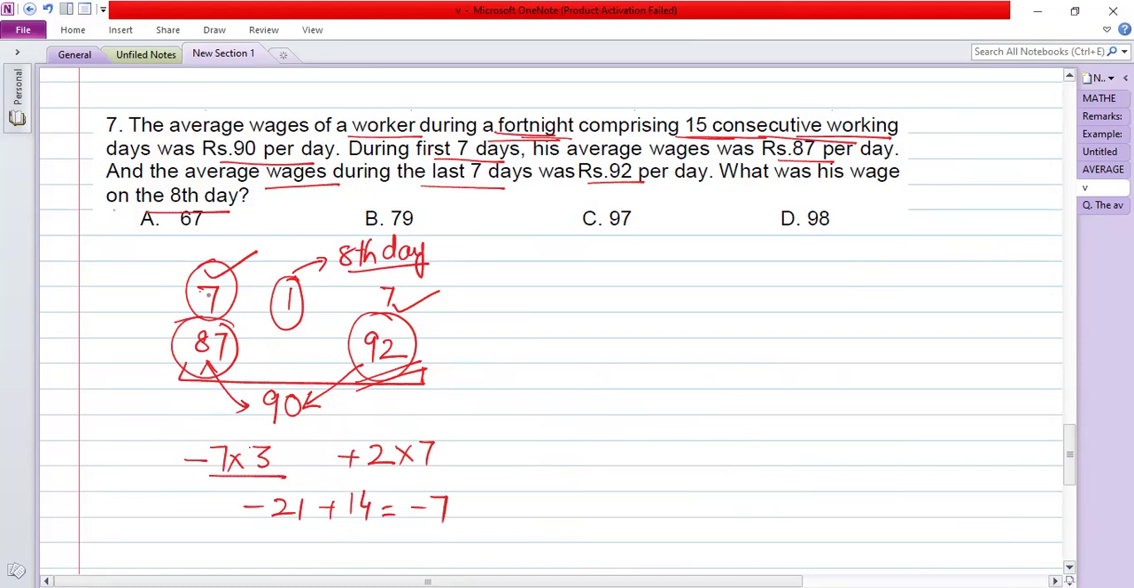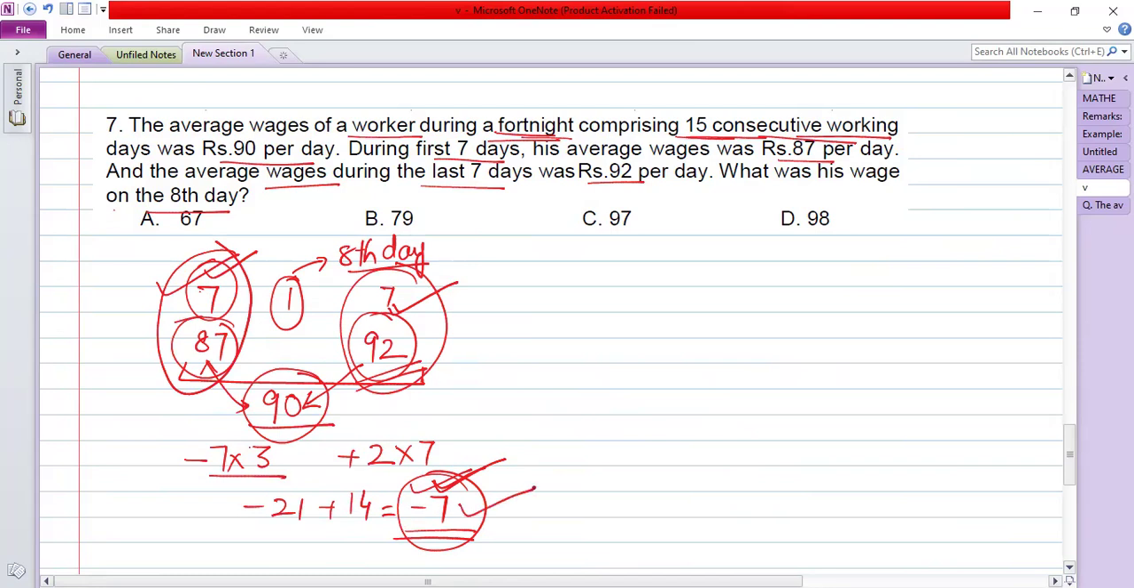So what's the meaning? For these 14 days, these 7 days and these 7 days, minus 7 is less. It means these 14 days have minus 7 less than 90. So obviously this minus 7 will be compensated by the eighth day.